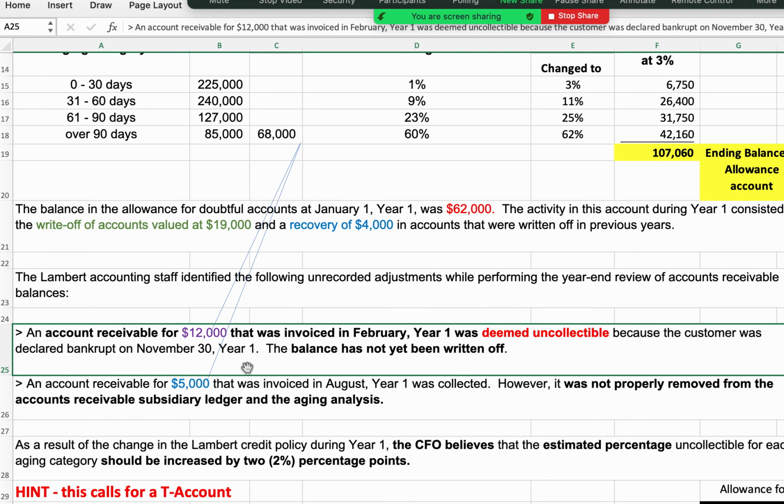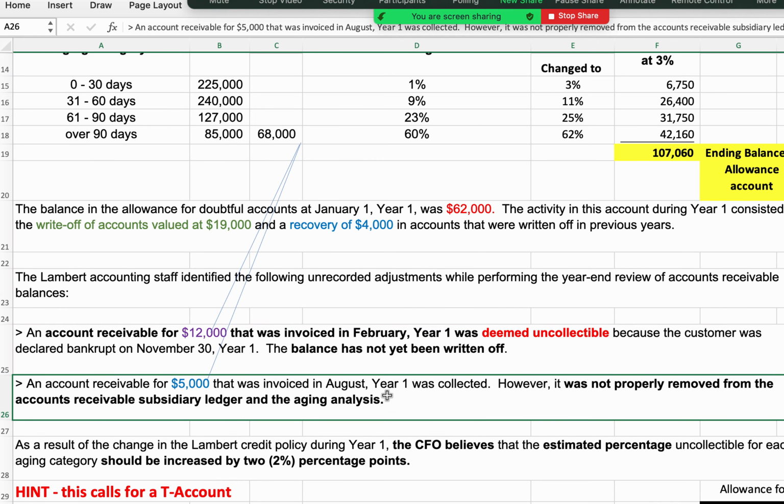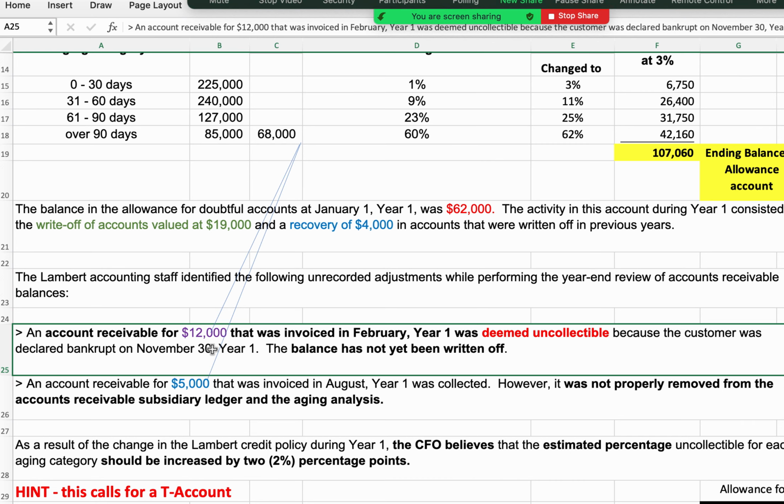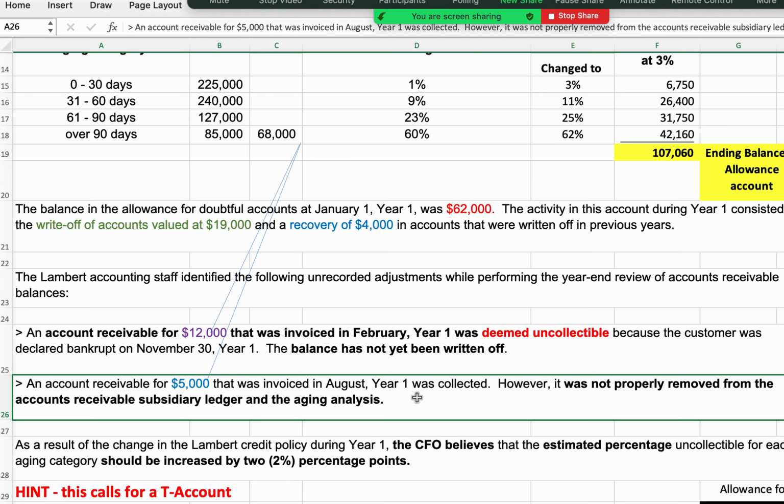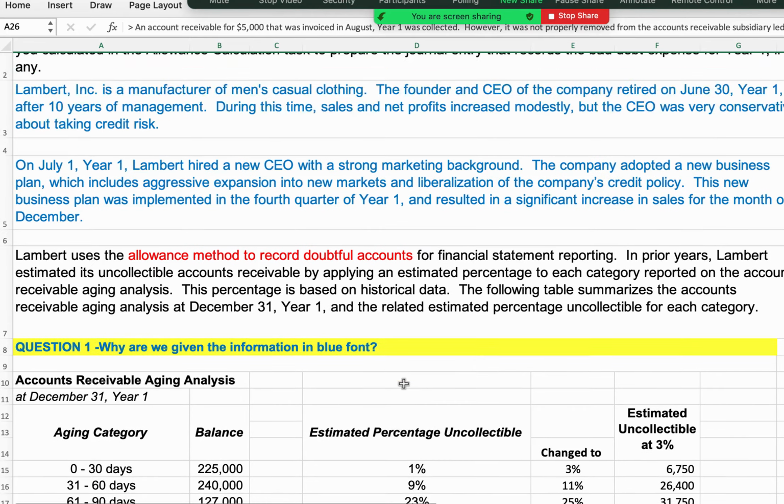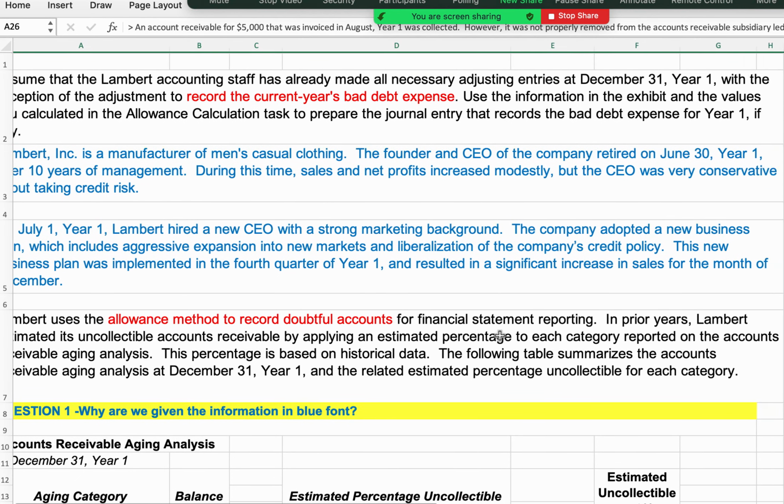Recognize that both of these happened. They're more than 90 days, because August is more than 90 days from December 31st, and so is November, when bankruptcy was declared. The balance has not yet been written off, so we wrote it off at the end of the year. Okay, so that's all there is. This problem's really pretty easy other than that. Any questions on the allowance account in general?